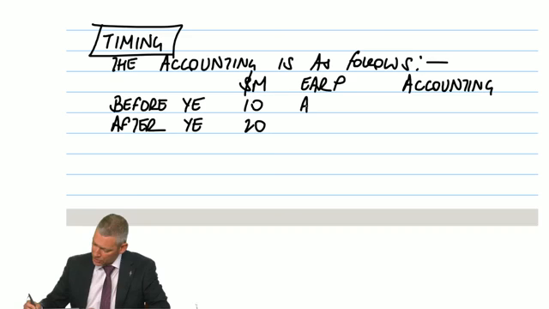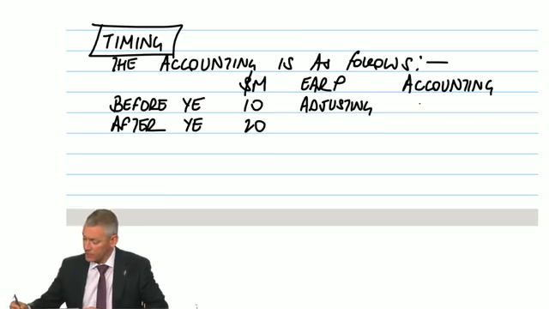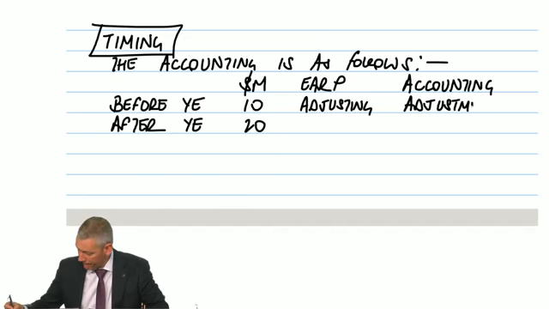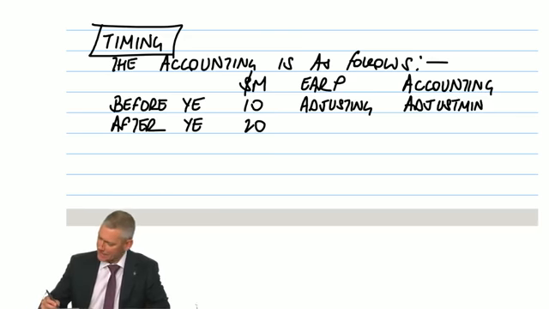So that's an adjusting ERP, and you know the accounting you do from an adjusting ERP, very simple. You make an adjustment.